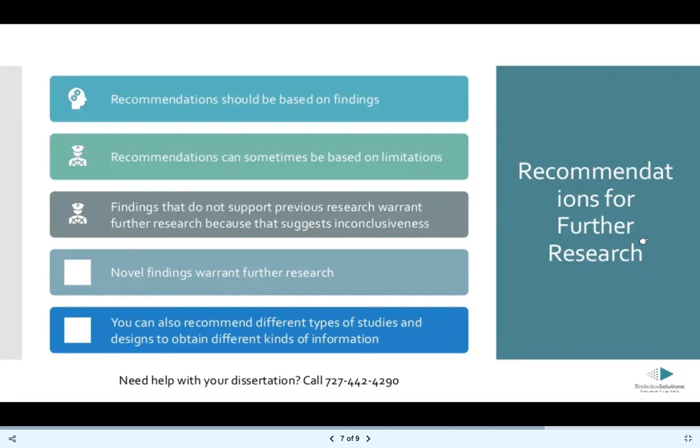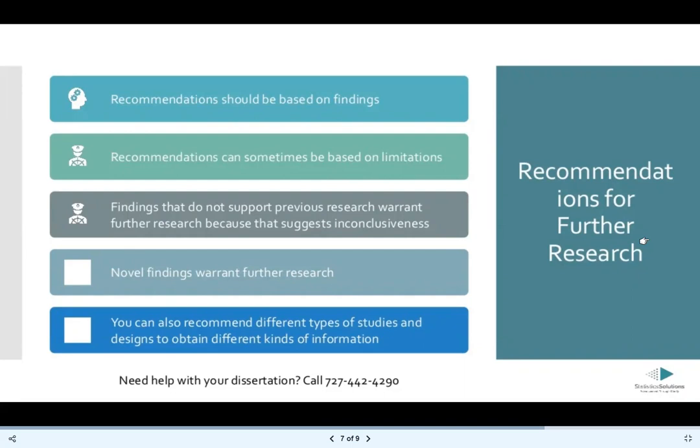What can be done to really bring clarity to this specific topic? And then again, you can also make recommendations based on the limitations from your study. So you can do that by acknowledging what the limitations are and then cultivating different recommendations to correct those in order to replicate your study.